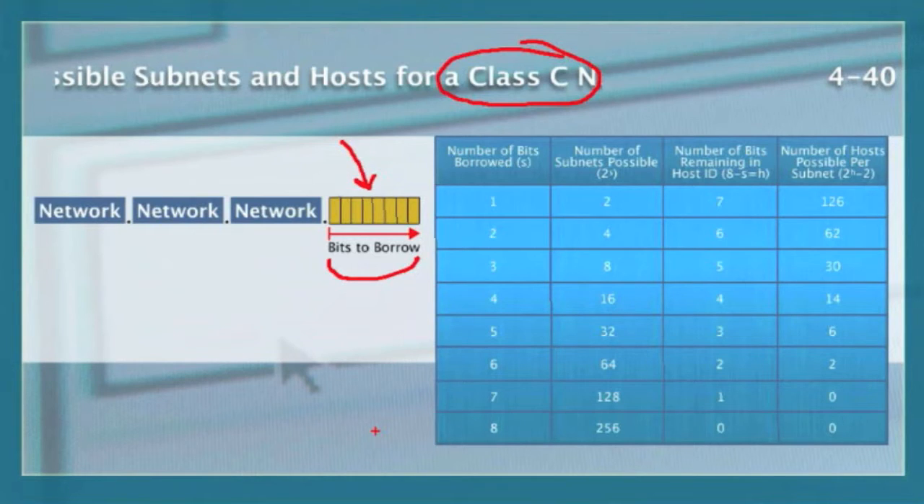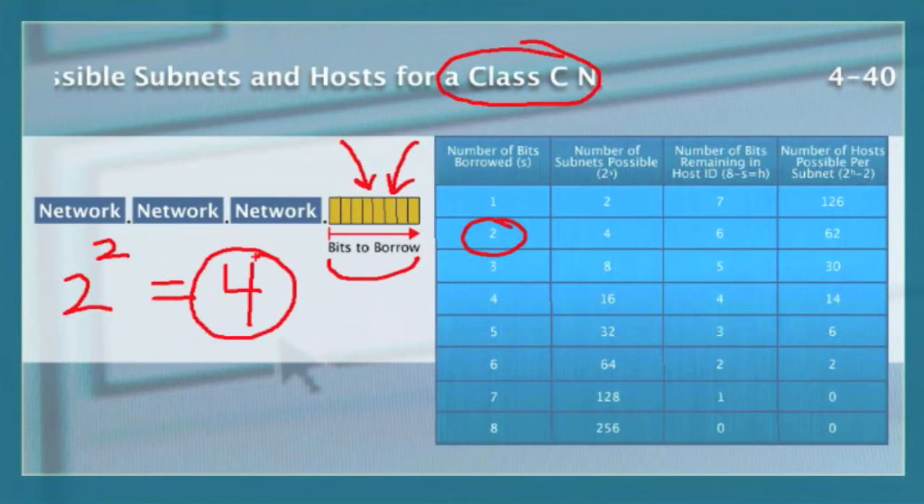Okay, let's say I borrow 2 bits out of this portion that was identifying hosts before. How many additional networks can I define? 2 raised to the 2 bits we borrowed, and we can consult our conversion chart, and we remember that 2 raised to the 2 is 4. So we can create 4 additional networks if we borrow 2 bits for subnetting.